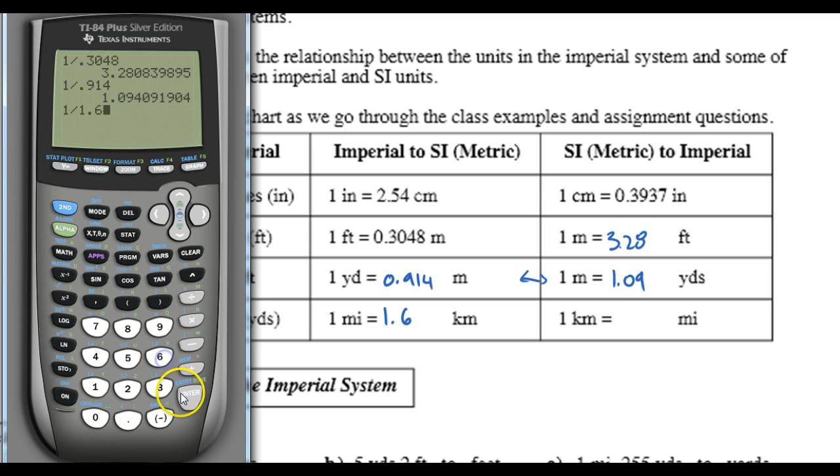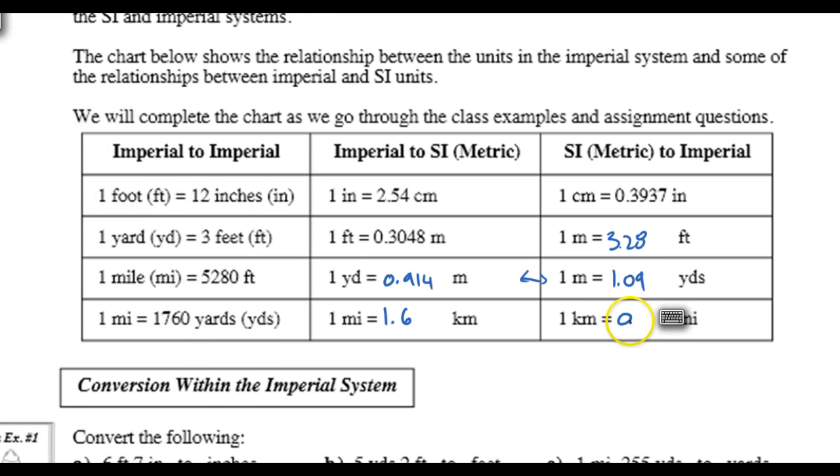Okay, and then 1 divided by 1.6 to get 0.625. And again, as long as you remember ballpark these measurements when you're talking to somebody or needing to estimate distances, you can just say a kilometer is just a little bit more than half a mile. Okay. All right, let's just get into some of these.